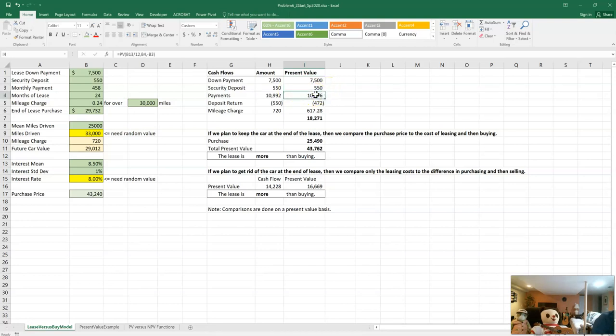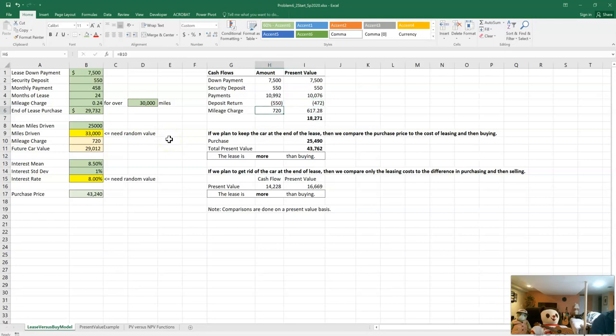The payments, this is where we talked about the present value function. Since it's a fixed amount for 24 months, the nominal $10,992 of payments has a present value, the value today at 8%, of $10,076. Same with the return of the deposit. You get the $550 back, but it's not actually worth $550 today. That's $550 2 years from now. Today, that's only worth $472.